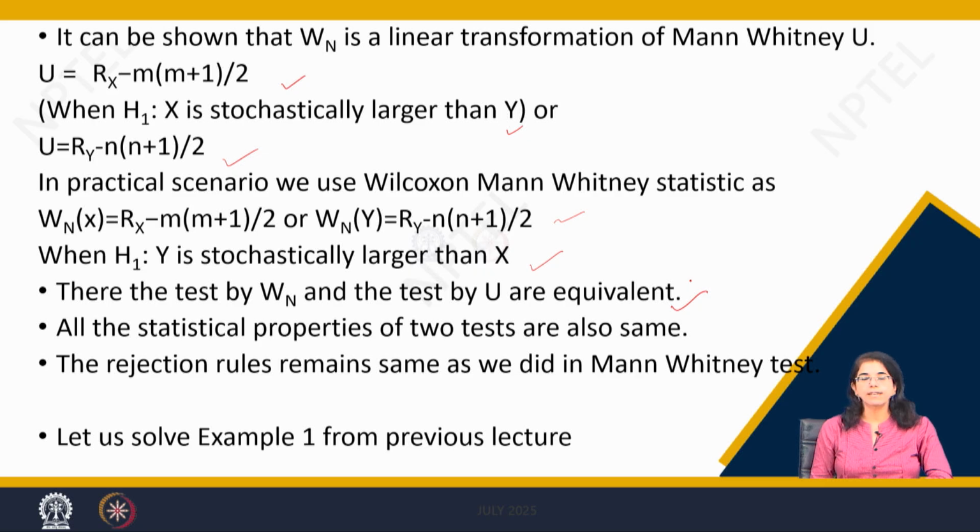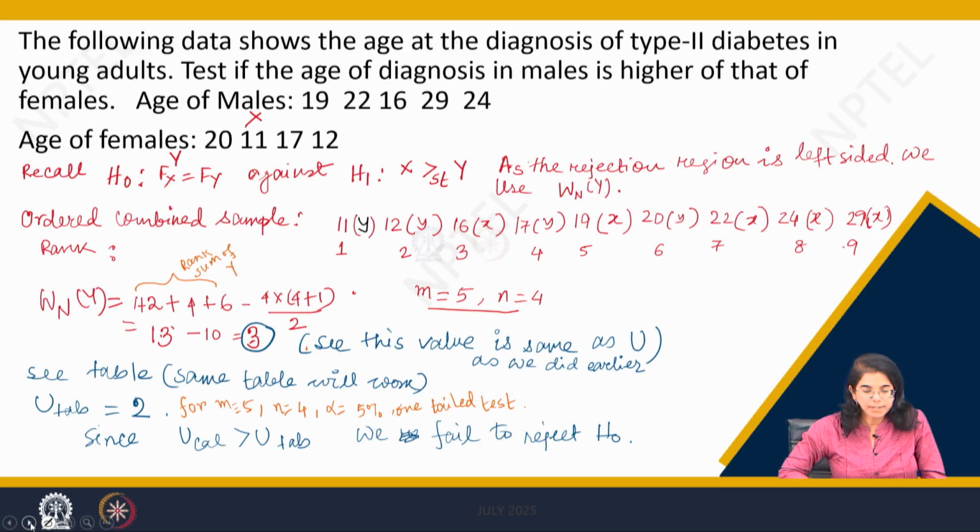So let us solve example 1 from the previous lecture. The following data shows the age at the diagnosis of type 2 diabetes in young adults. Test if the age of diagnosis in males is higher than that of females. So these are the ages of the males in the sample: 19, 22, 16, 29, 24. Ages of females: 20, 11, 17, 12. What was our concern?